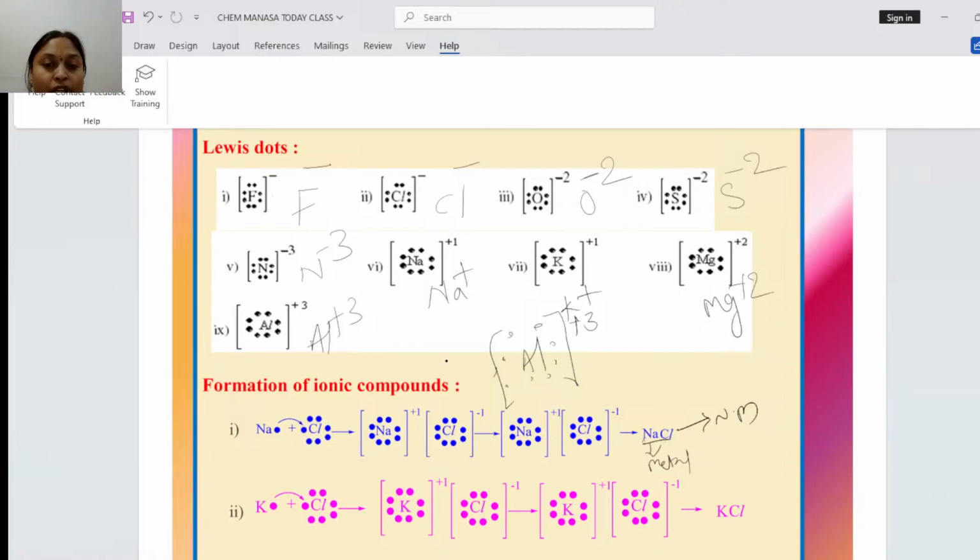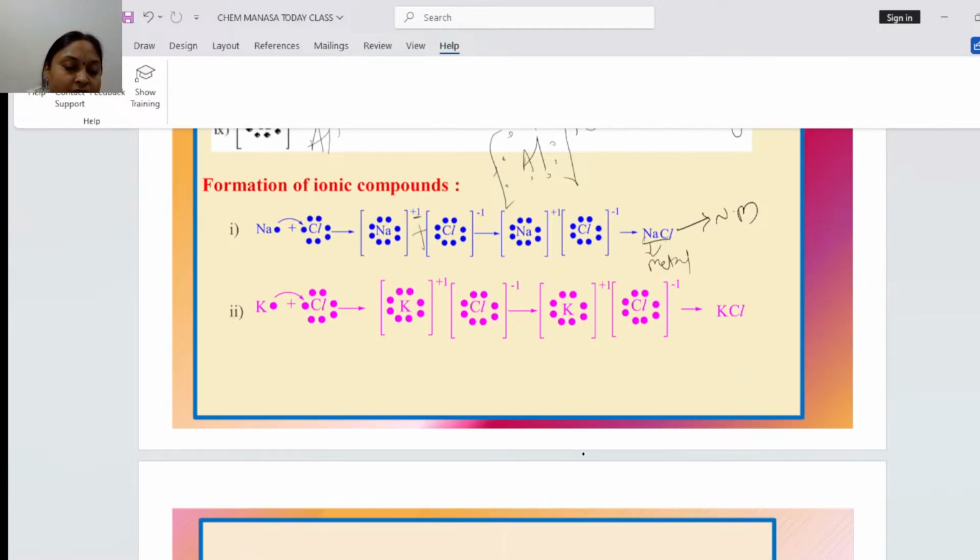So how are we supposed to write the ionic form? Na with the total 8 electrons, closed bracket, 1 electron lost by the sodium, that's why we show plus 1. Then plus chlorine, which is going to accept the electron, so once again we write the same 8 electron pattern, close the bracket and minus 1 to represent the gained electron. So Na plus and Cl minus give rise to NaCl. In that way, for KCl also we have to do the same pattern.